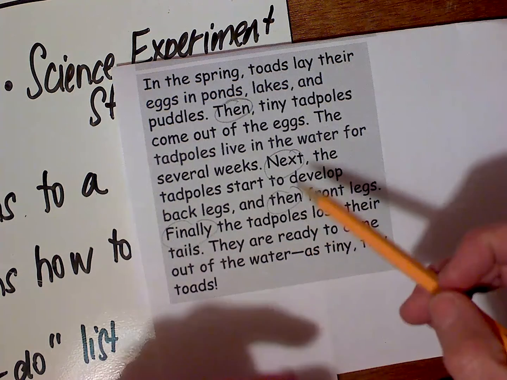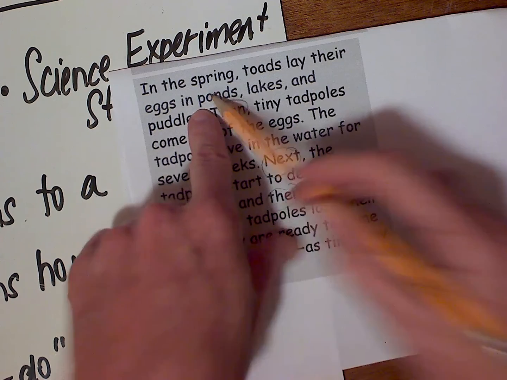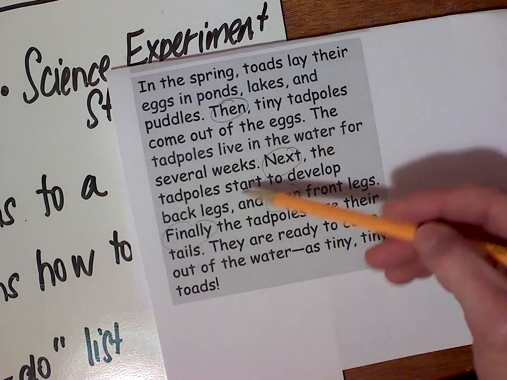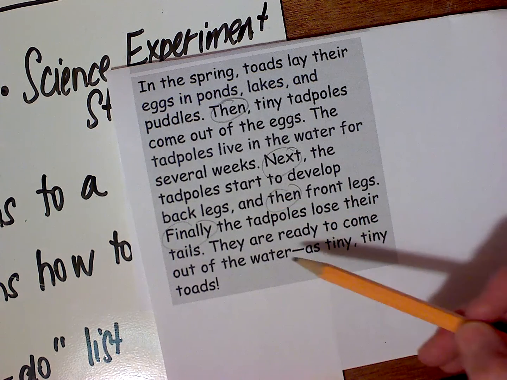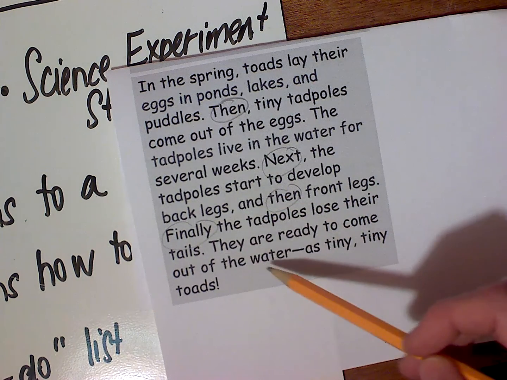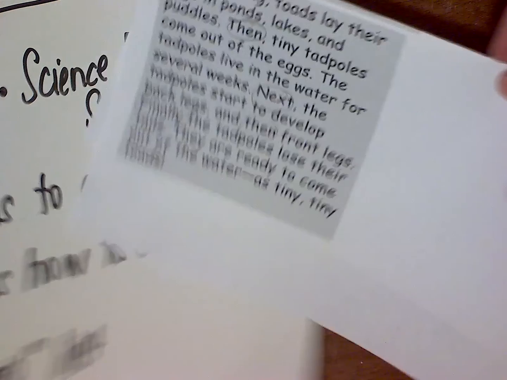What happened first? The toads lay their eggs in their ponds. What happened second? Tiny tadpoles come out of the eggs. You can go on down. What is the last thing? The tadpoles lose their tails and they come out of the water. Those are in order. The other thing is description.